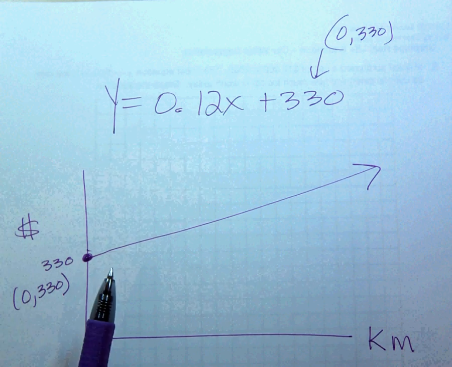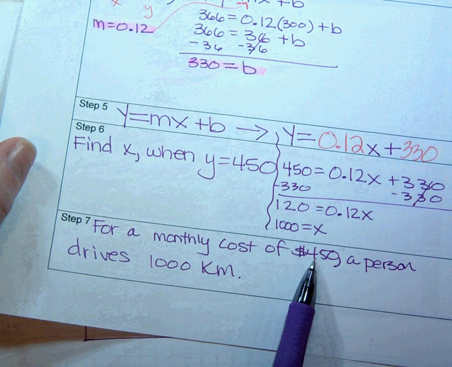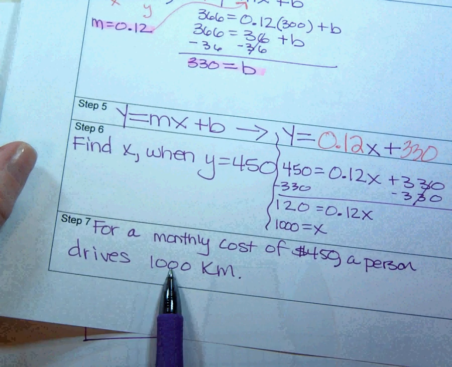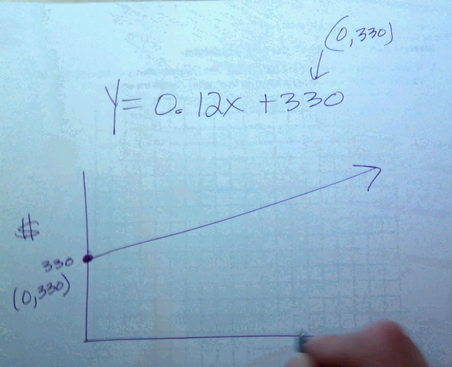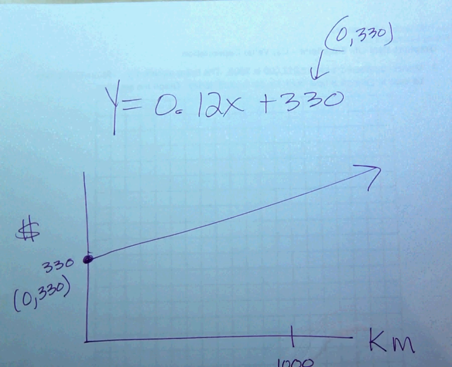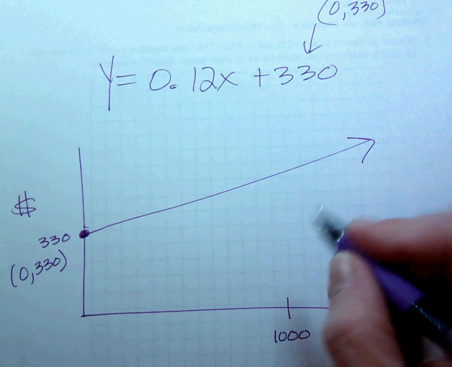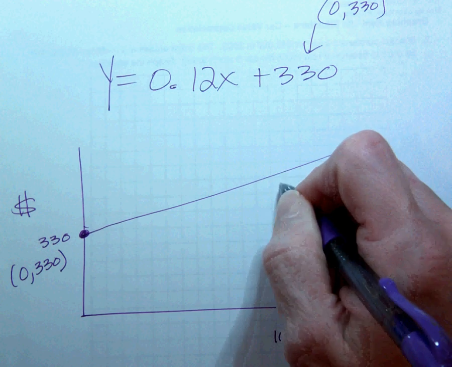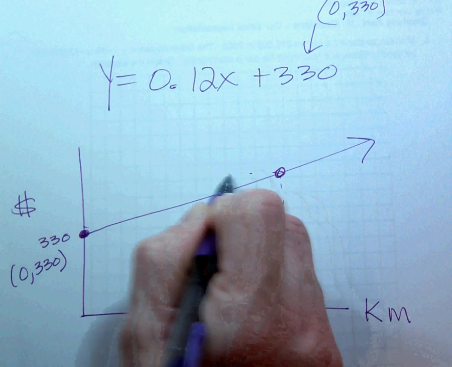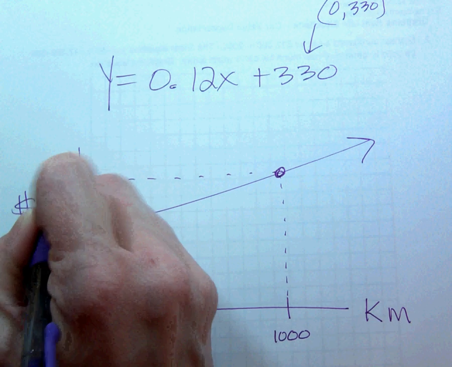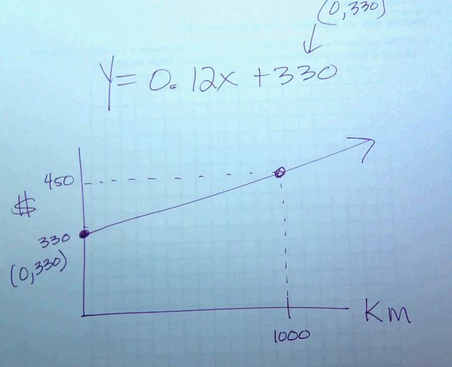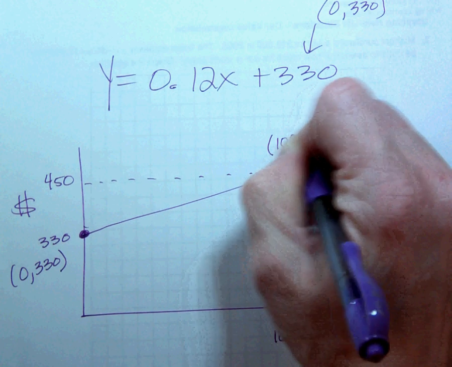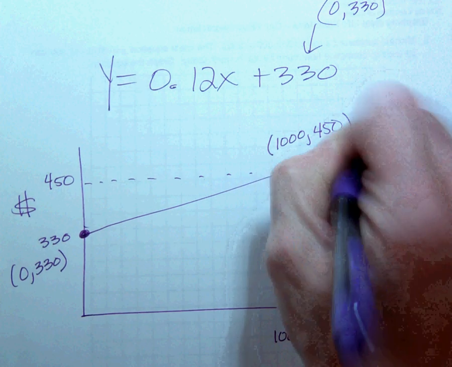Okay, let's look at what we found. We found for $450, a person drives 1,000 kilometers. So let's say 1,000 is out here. If we go up to meet the graph, that means 450 would be about there somewhere. So that would just be another point on the graph.